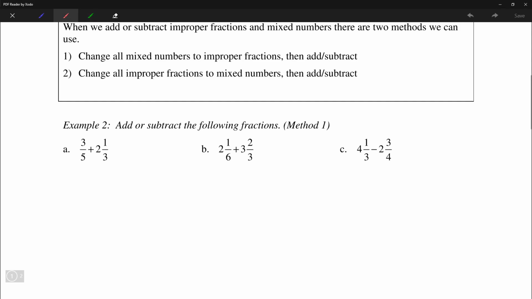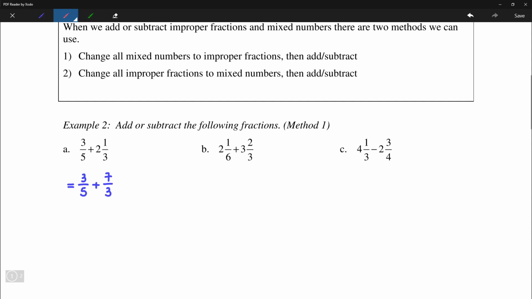In this case, we're going to change both 3 over 5 and 2 and 1/3. Well, actually, 3 over 5 is already a proper fraction. 2 and 1/3, however, is a mixed number. We'll rewrite it as an improper fraction. So we have 3 over 5 and 2 and 1/3 as an improper fraction. We simply take 2 times 3, which is 6, plus 1, which is 7. So we have 7 over 3.